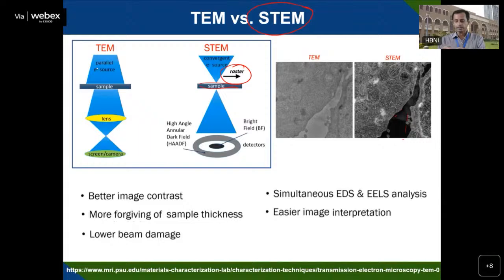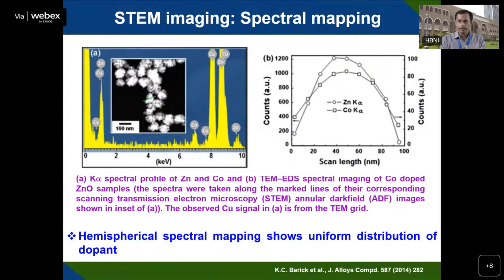So here you can do simultaneous EDS analysis, as well as you can get a better image contrast than that normal TEM case. So in addition to imaging and diffraction, as well as the raster scanner in the case of a scanning transmission electron microscope, you can also identify the composition of the elements by using the EDAX facility like SEM. So you have a detector there, and that detector will detect the K alpha or L alpha coming from the sample, and then identify the composition.